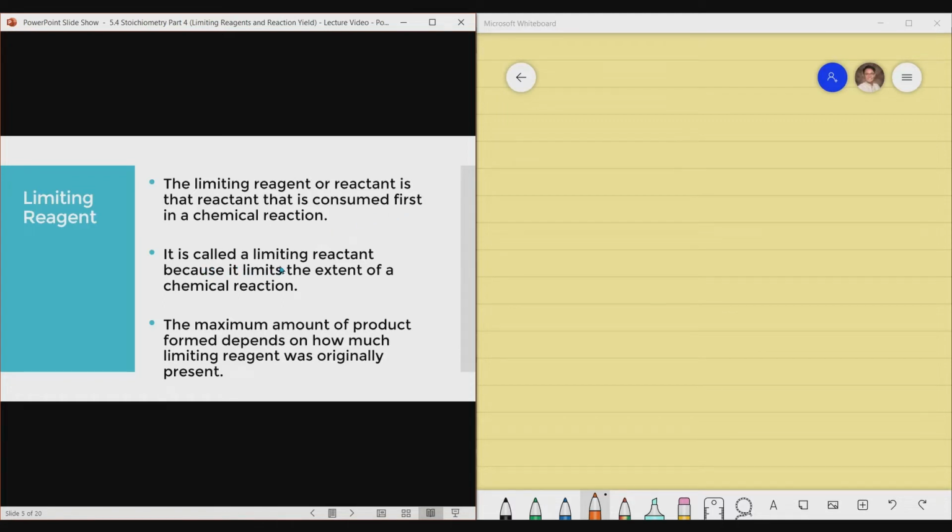It's called a limiting reactant because it limits the extent of a chemical reaction. Meaning to say, nililimitahan niya kung hanggang saan, kung gaano kadami ang produkto na maibibigay ng isang reaction. The maximum amount of product formed depends on how much limiting reagent was originally present.